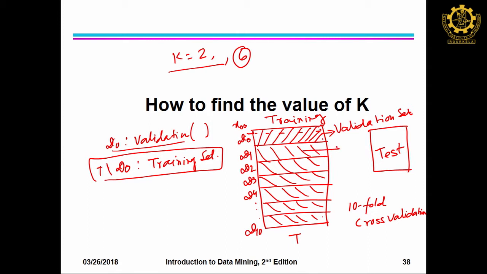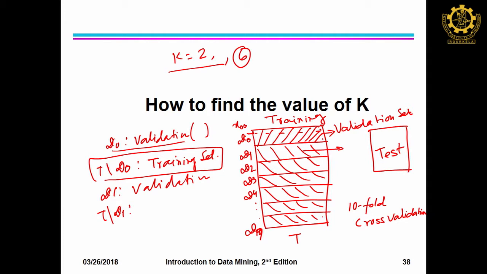Now, D 1 will be considered as the validation set, and the rest of the folds, that is D 0, D 2, D 3, D 4, D 5 to D 9, will be considered as the training data set. Then we will try to identify the class label of each object in the validation set, that is D 1. And there are also 10 objects.